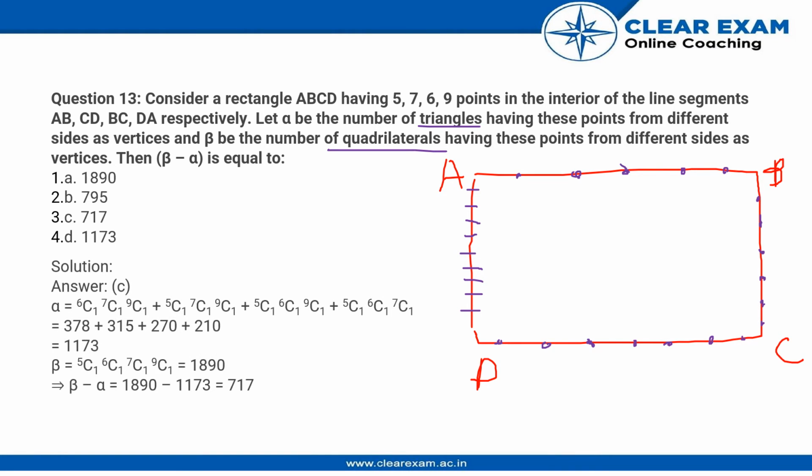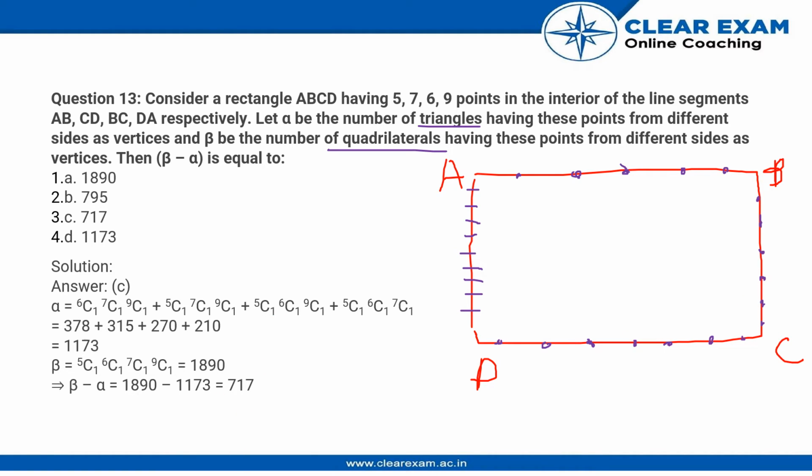So let us look. We have alpha, that is the number of triangles. Here we are taking 3 points from these sides, such that each point should be taken from a different side. No two points can be from the same side. So let us look. We can form a triangle between these three sides, these three sides, these three sides, these three sides. I just made all the combinations possible.